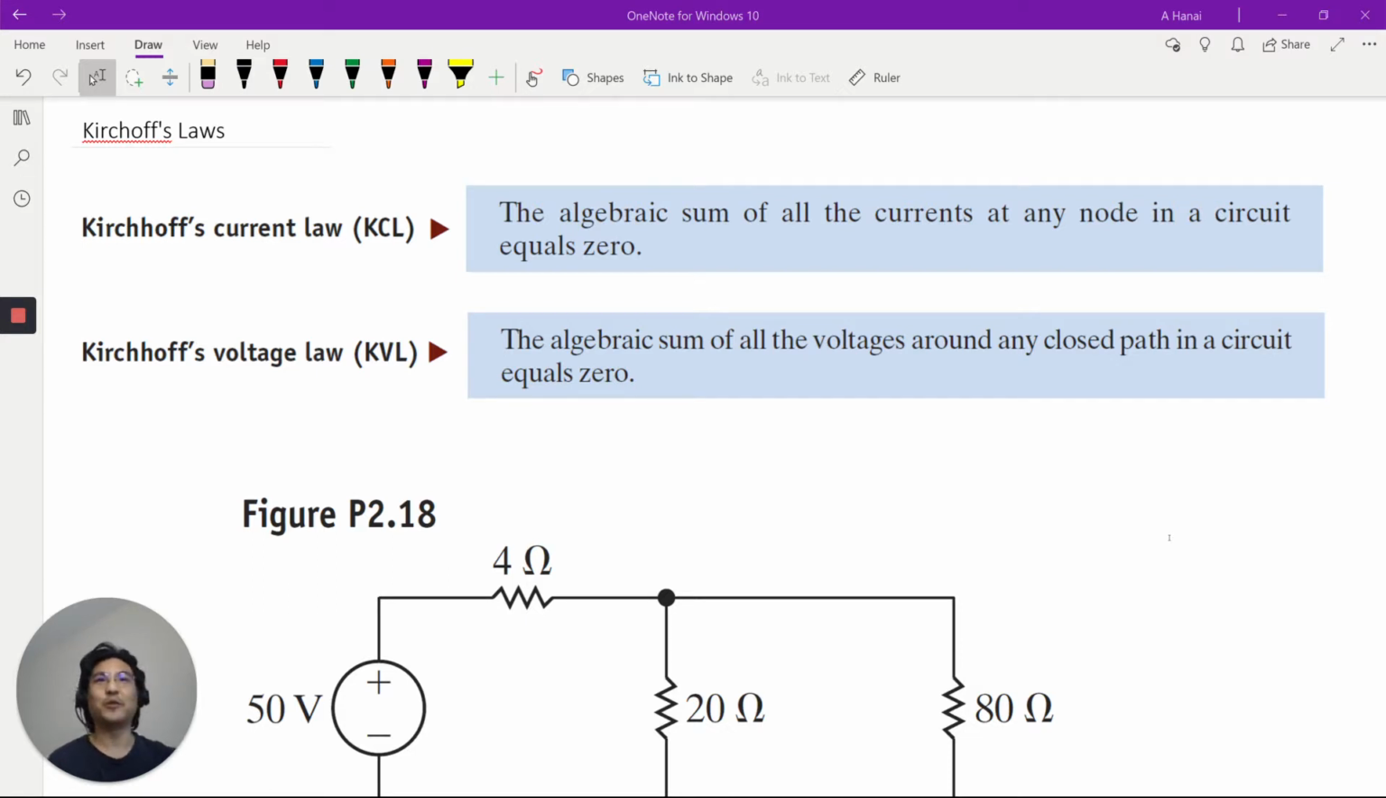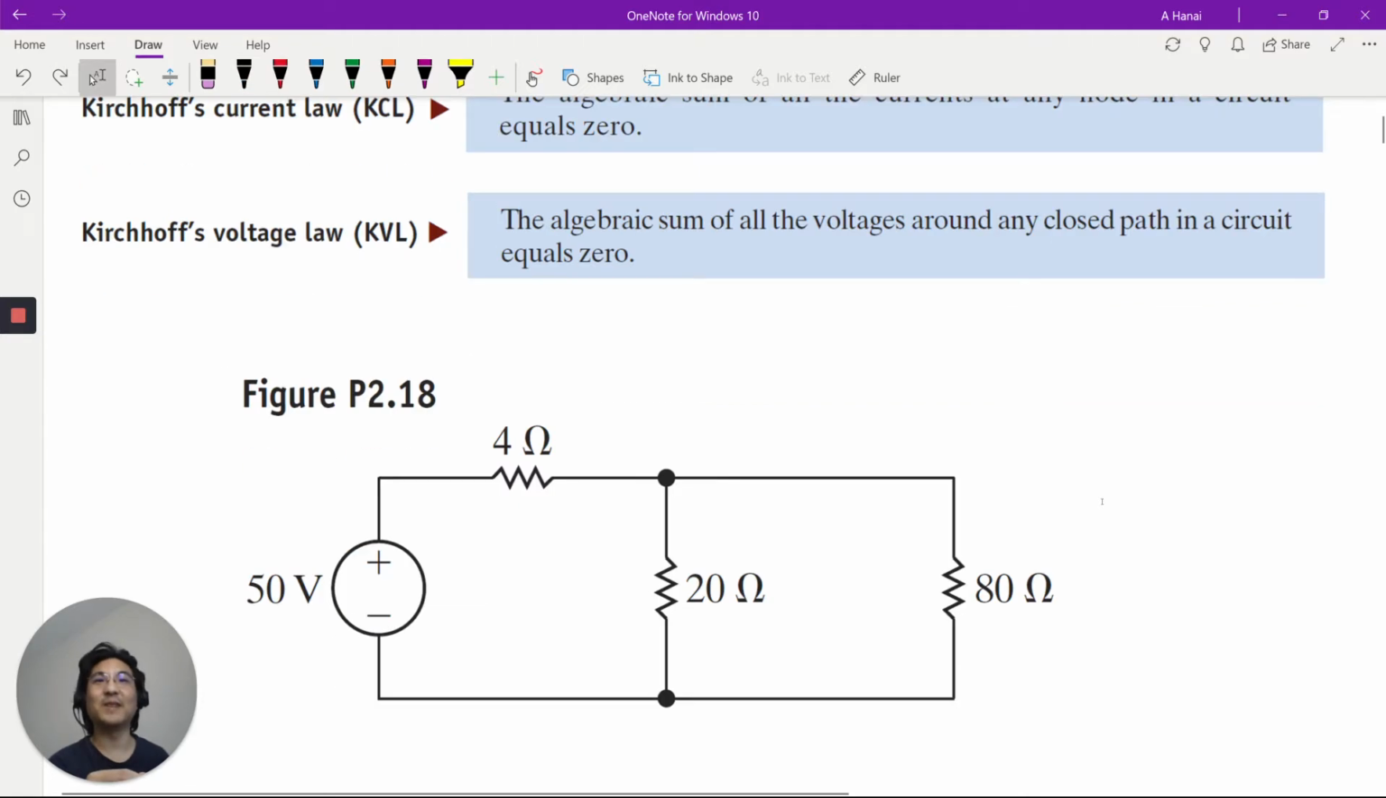So there are two: Kirchhoff's current law, which you just call KCL, and that's you take the sum of all currents at any node and it's zero, and I'll show that in a minute. Then there's Kirchhoff's voltage law, which you just say KVL, and that's you add up all the voltages around any path in a circuit and that's zero.